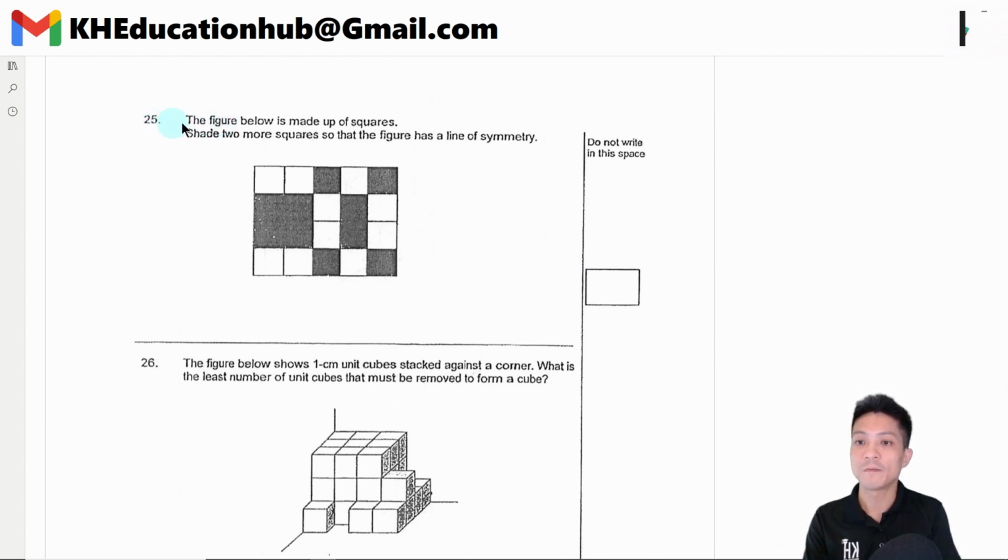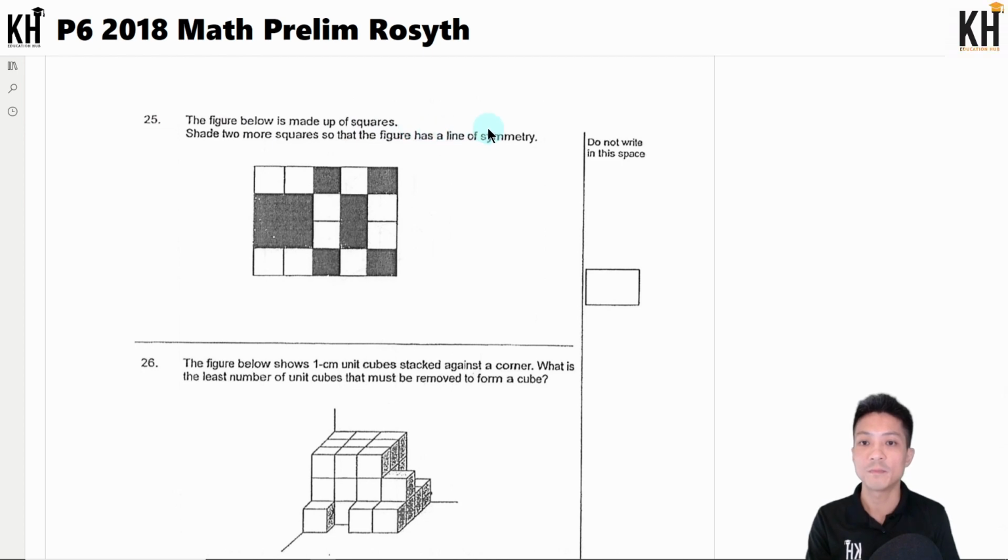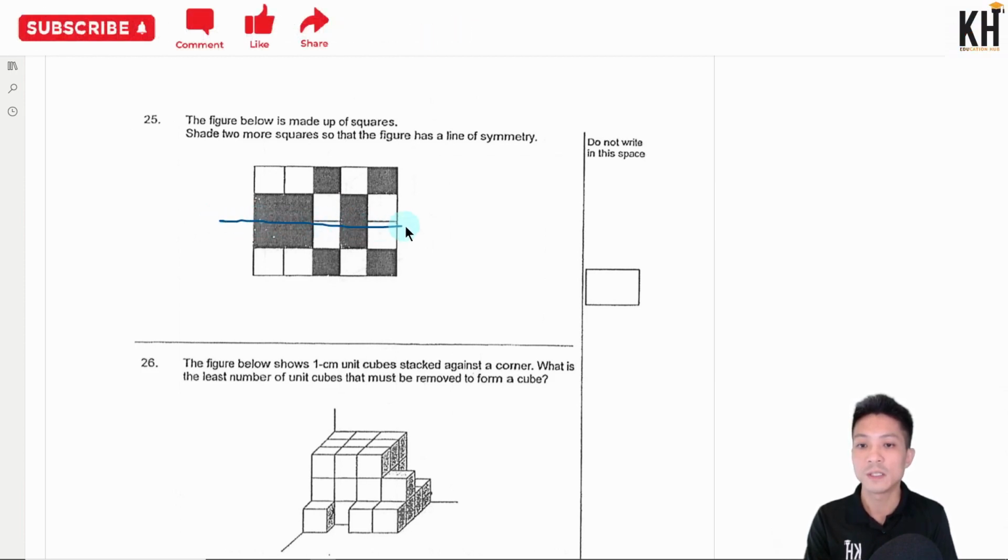Okay, question 25. The figure below is made up of squares. Shade 2 more squares so that the figure has a line of symmetry. Okay, I think this question has already been done because it's already symmetrical along this line like this. Okay, so we're gonna skip this question 25.